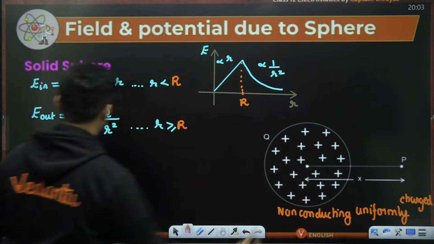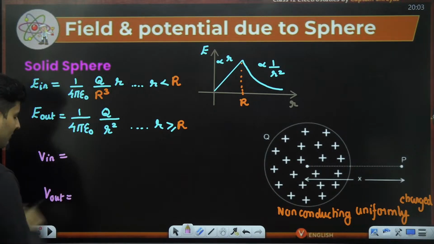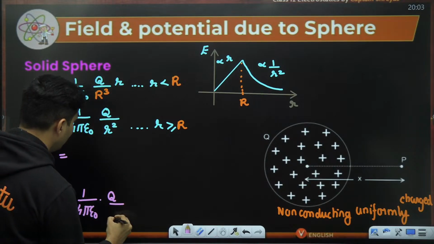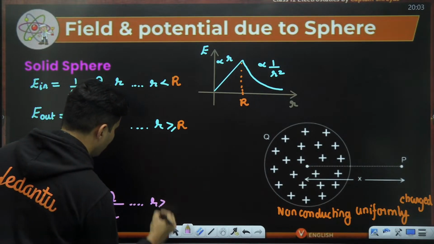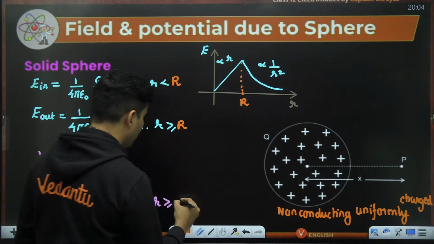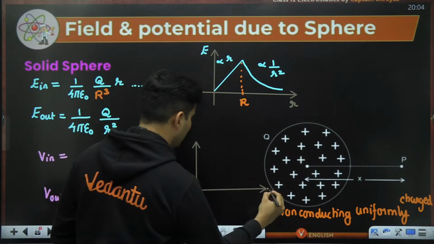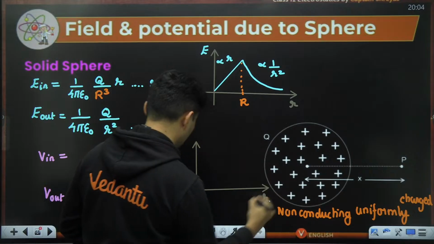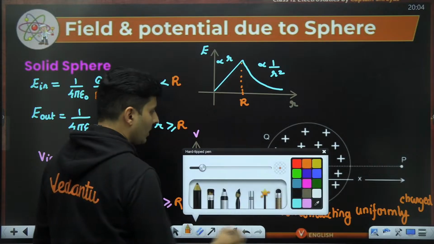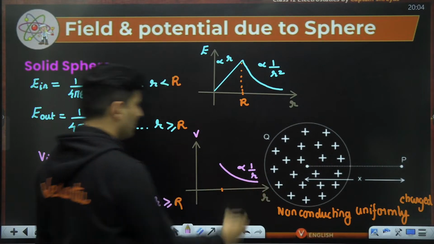How about potential? Inside versus outside. When you're outside, it's just like a point charge. So 1 by 4 pi epsilon naught Q divided by r. This is basically when you are outside. So if you again draw a graph over here, this is versus distance. This is for potential. When you're outside, it is very easy. It is just going to be inversely proportional to r, just like your point charge.